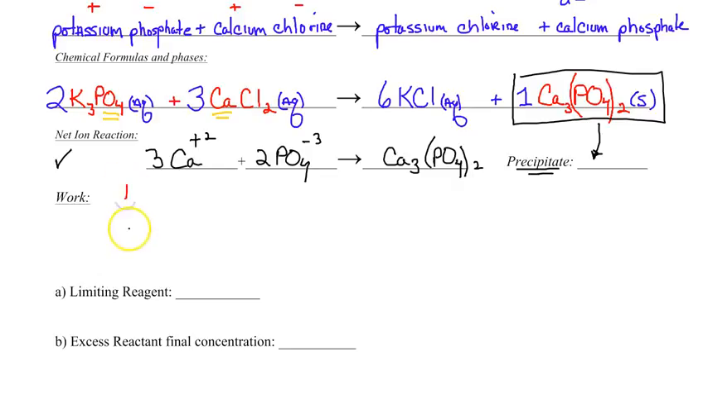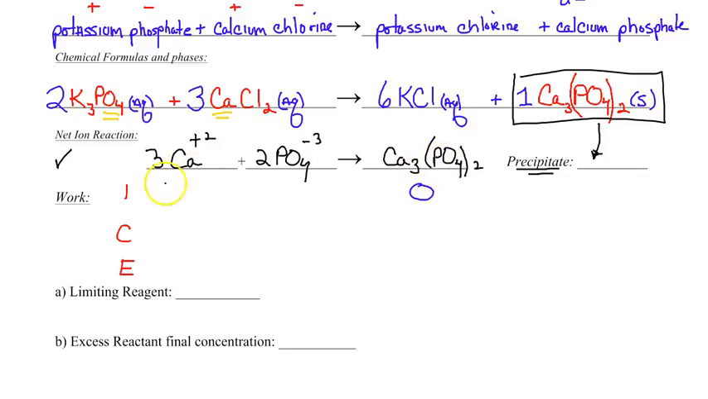So I have my ICE table: initial, change, and at the end of the reaction. And I need my initial concentrations. I should realize that there's no precipitate in the beginning, because we're pouring two solutions that are soluble in the beginning. And when I pour them together, only then can the ions that are highly charged find themselves.